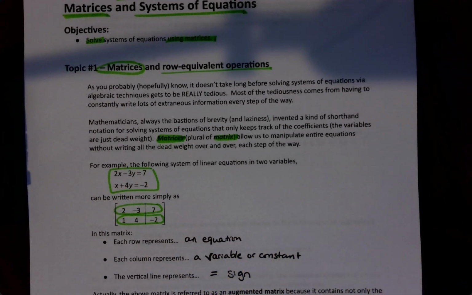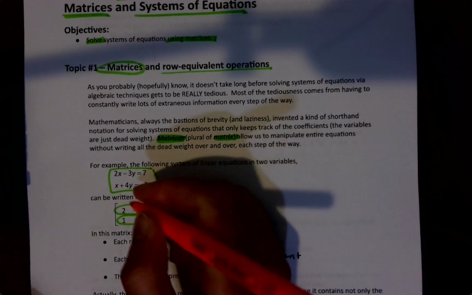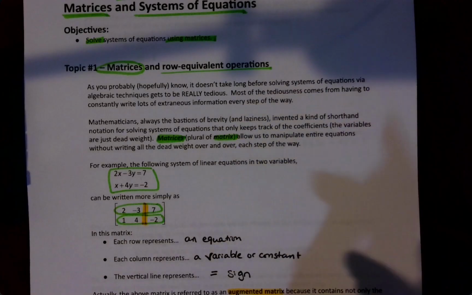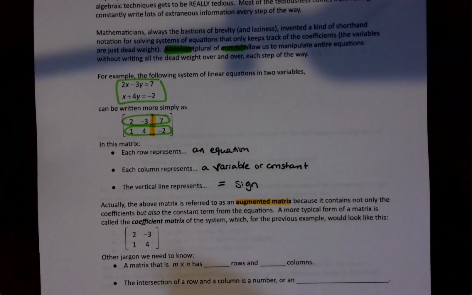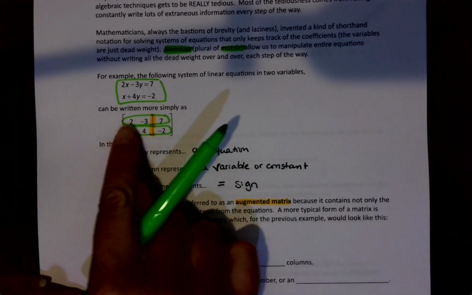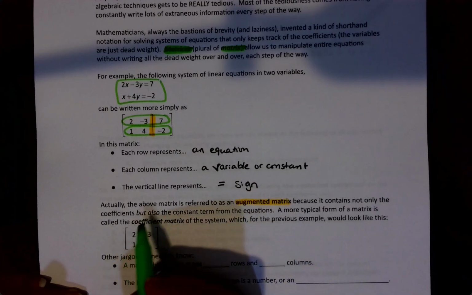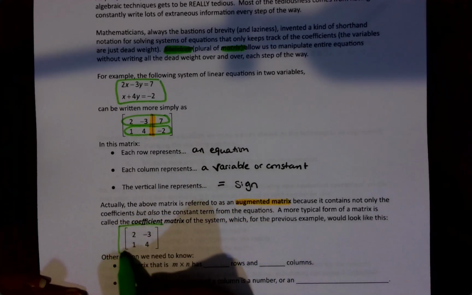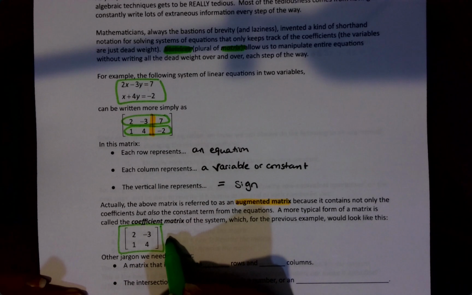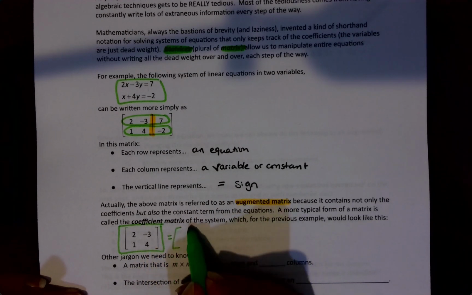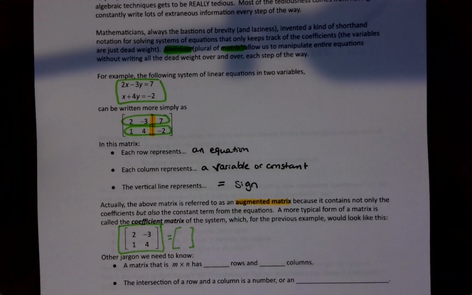So that matrix is actually an augmented matrix. That's just the name for a matrix that contains not only the coefficients but also the constant terms, and it has that vertical bar representing the equal sign. We can also talk about the coefficient matrix, which just has the coefficients of the variables and does not have the bar. Sometimes your coefficient matrix will be set equal to a column matrix that has the solution, which is just a different notation.